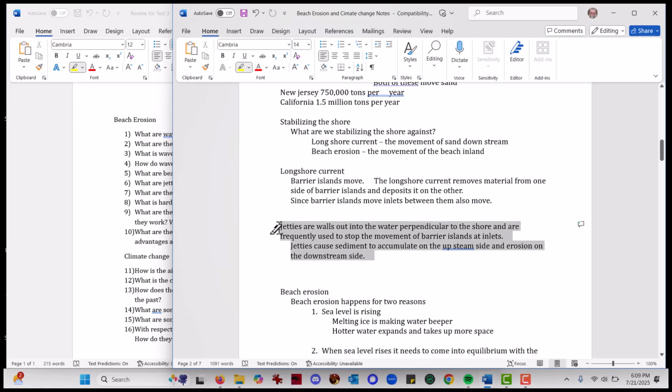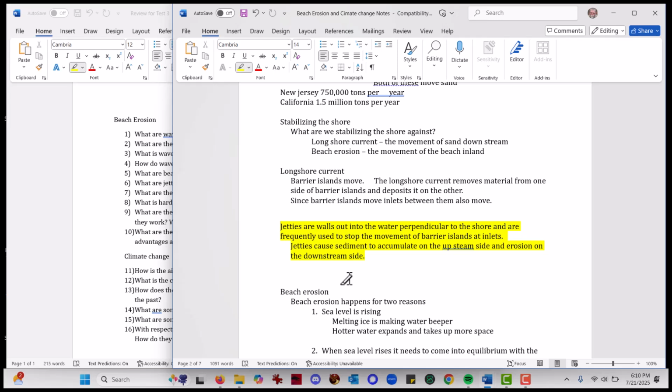To fix that problem, we build jetties. Right, a jetty is just a wall of rock out into the water, perpendicular to the beach at an inlet. Okay, and what that's going to do is shut down the longshore current, and you're going to deposit sand on the upstream side of that jetty. The problem is on the downstream side of the jetty, where you're going to lose beach.